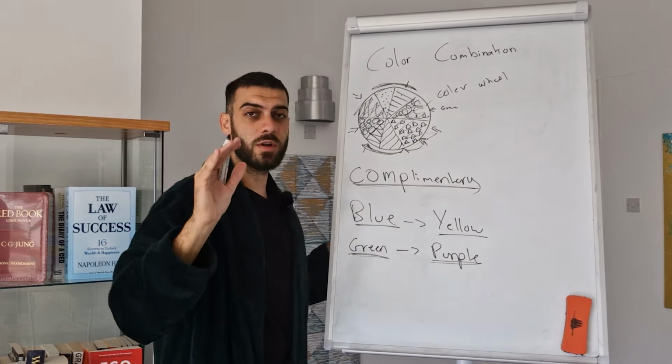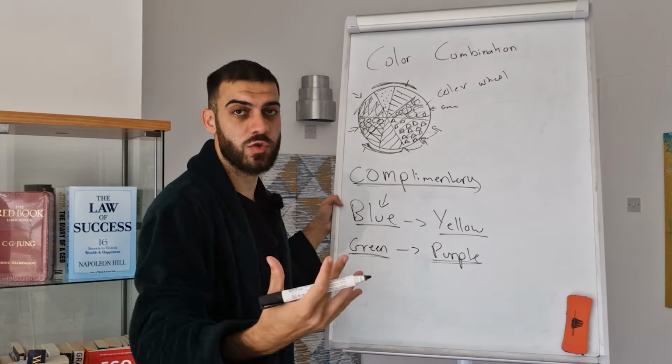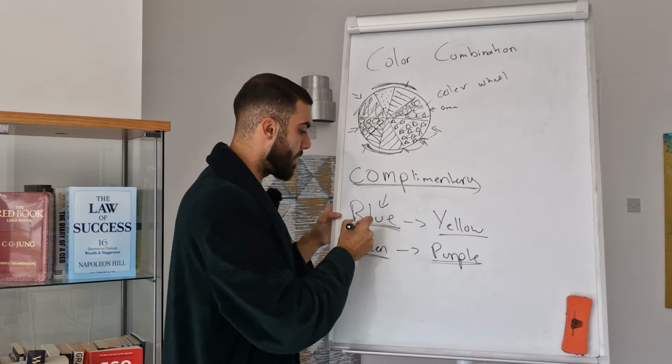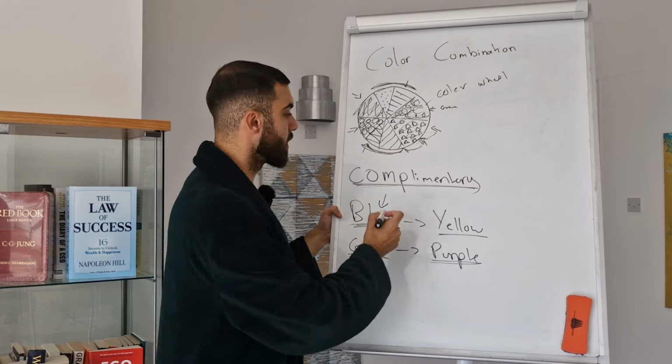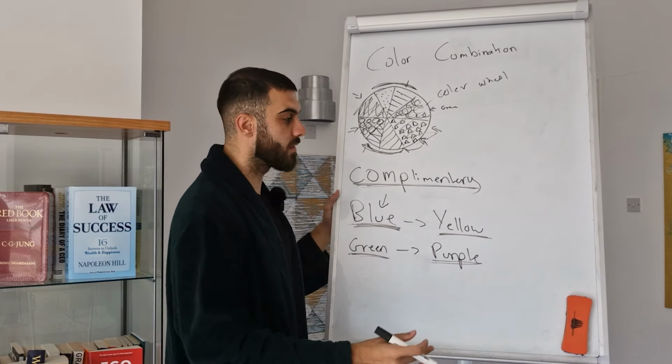So if you did your color psychology and you realize that you want a trust book cover, a book cover that shows trust, you're going to pick blue. And then when you go into your color wheel, you're going to say, okay, my main color is blue. What's my complementary color? Well, opposite is yellow. So I'm going to pick yellow. And then you know that your book cover is going to be blue and yellow.